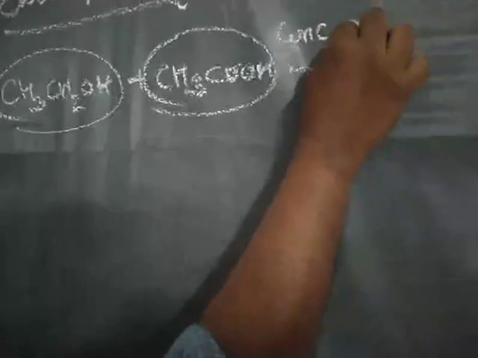What is meant by esterification? Alcohol and acid combine to give one new compound in the presence of concentrated sulfuric acid. The new product is called an ester, and the process is called esterification.